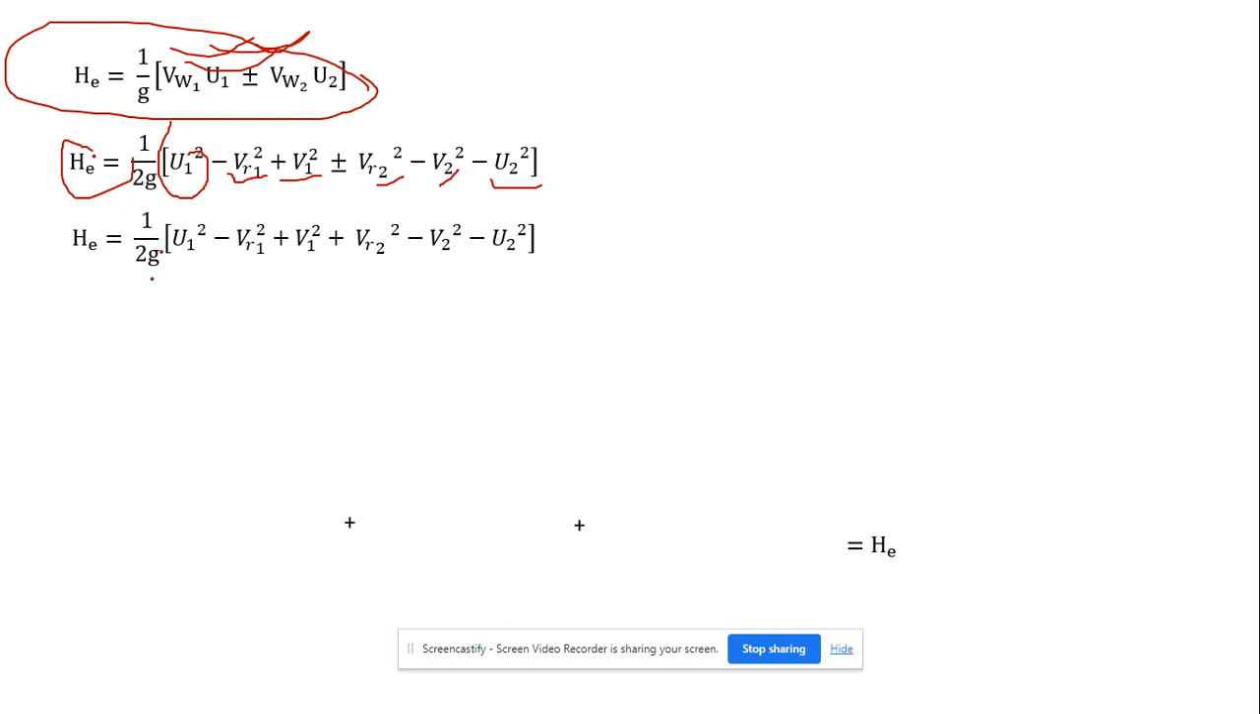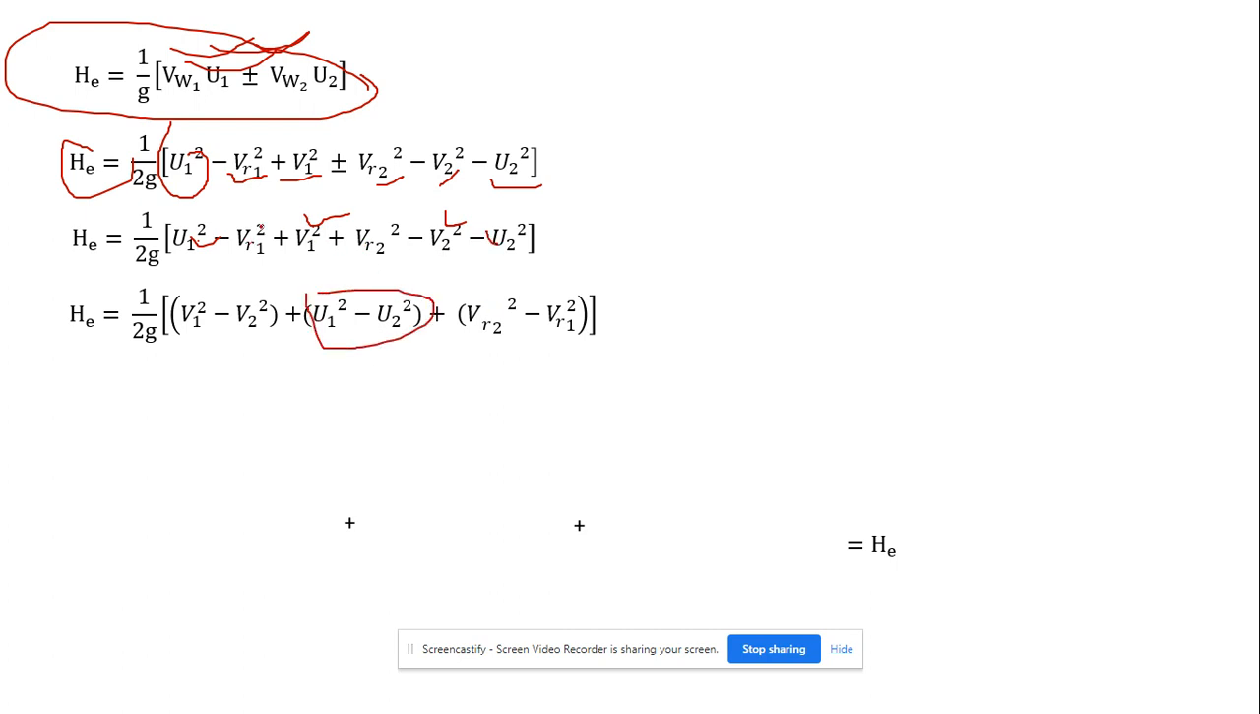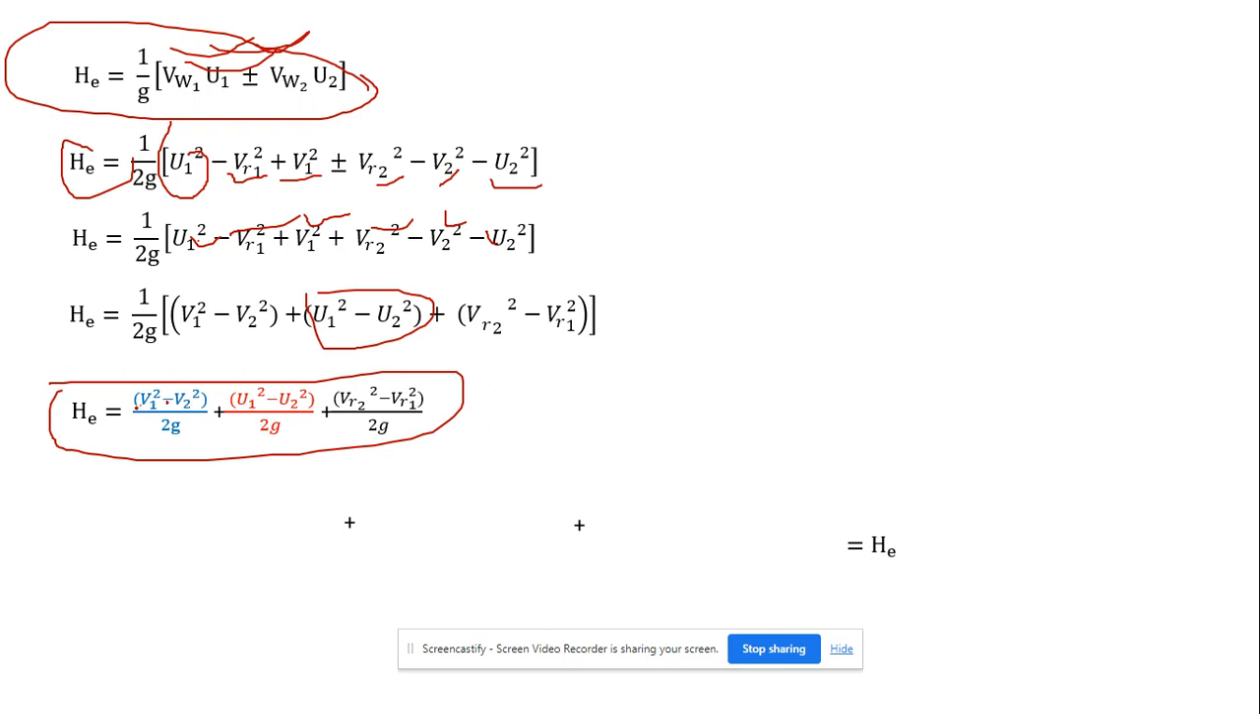H is equal to 1 by 2Z (U1 square, VR1 square, V1 square). We just redistributed it: V1 square minus V2 square, U1 square minus U2 square, VR2 square minus VR1 square. We can call it as H is equal to (V1 square minus V2 square) by 2Z plus (U1 square minus U2 square) by 2Z plus (VR2 square minus VR1 square) by 2Z.